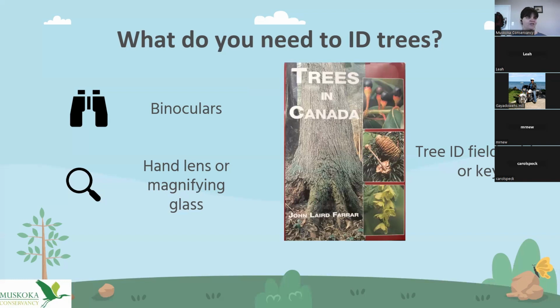And lastly, a tree ID field guide or key. So I've got mine here with me today, which has got a ton of tags in it from when I was in school and studying all of these trees. But it's also the one that's pictured here. So it's called Trees in Canada, and it's got hundreds of different trees in there and all of the details you need, as well as some keys to help key out what species you might be looking at. So they can be really, really helpful when you're starting to learn as well.